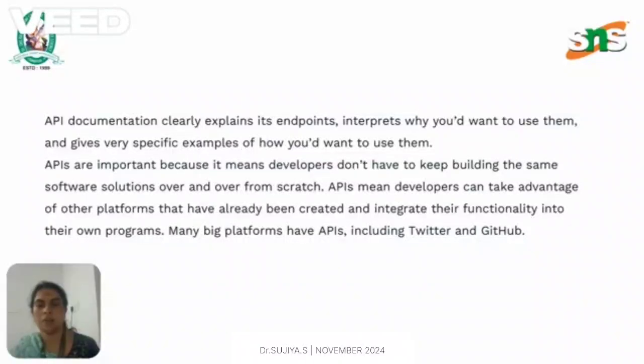It is important because developers don't have to keep building the same software solutions over and over from scratch. APIs mean developers can take advantage of other platforms that have already been created and integrate their functionality into their own programs. Big platforms with APIs include Twitter and GitHub.